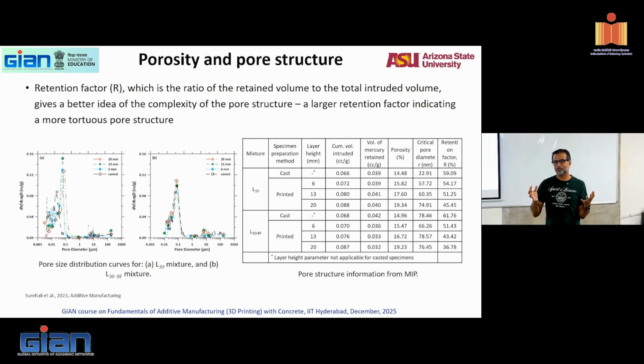Really high pressure. And now you will ask, at 400 megapascal pressure, my concrete will completely compress. Why is that not happening? Anybody want to answer that question? Anybody who has done MIP?